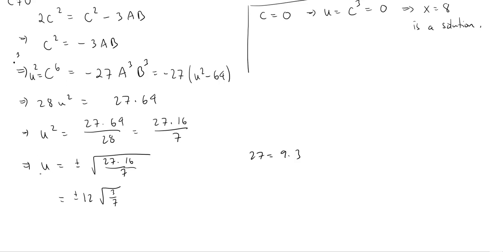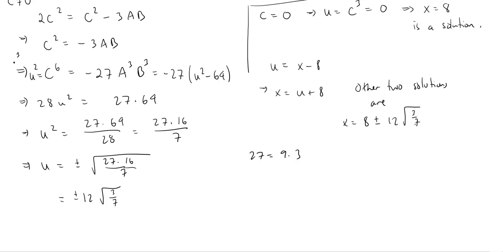All right, so I've just found my solutions for u. Of course, I wanted my solutions for x. And you remember u was equal to x minus 8. So that tells me that x is equal to u plus 8. And so what are my other two solutions? Well, if u is plus or minus 12 root 3/7, then the other two solutions are x equals 8 plus or minus 12 root 3/7. Right? So we end up with three solutions. x equals 8, and then x equals 8 plus or minus 12 times the square root of 3/7.